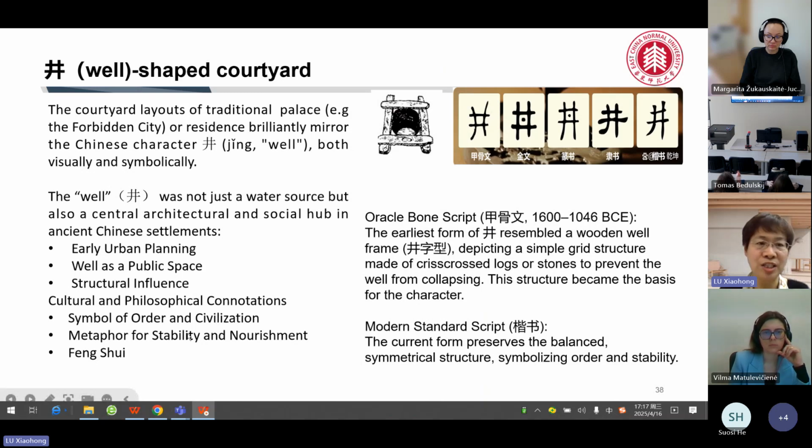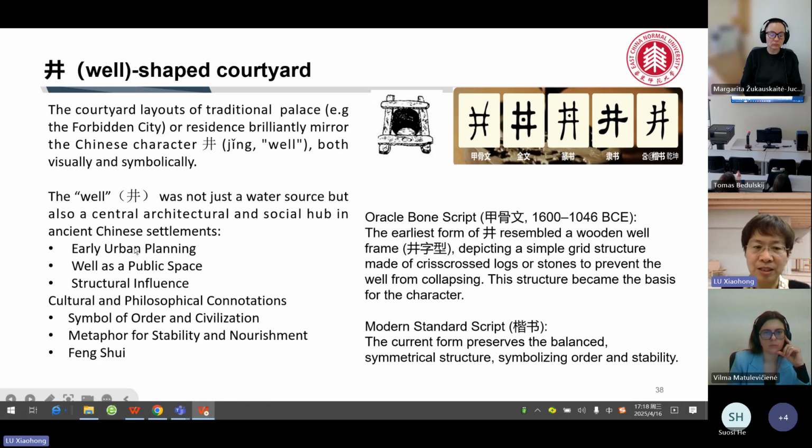Just now we mentioned this well-shaped courtyard. Here you can see the original real-world object, then the oracle bone inscription, and then the modern form. The well was not just a water source. Traditionally in ancient China, the buildings and houses were built surrounding the well, because the well is a water source for people to live. So the well is the center of the area, and a place for people to communicate and gather socially.